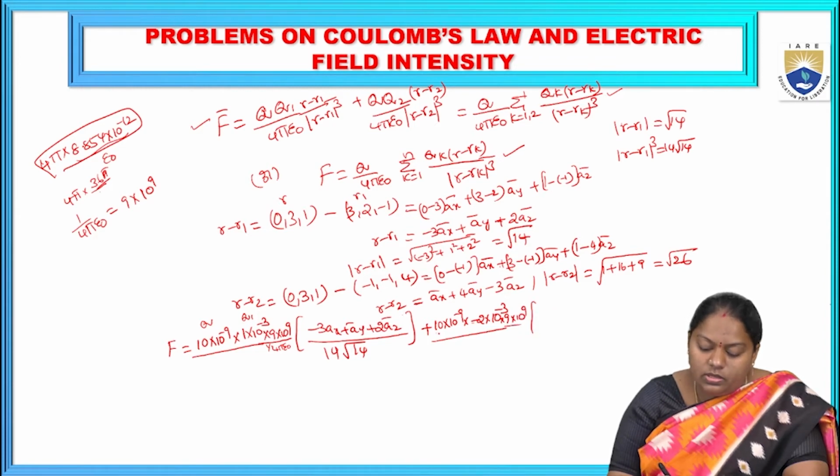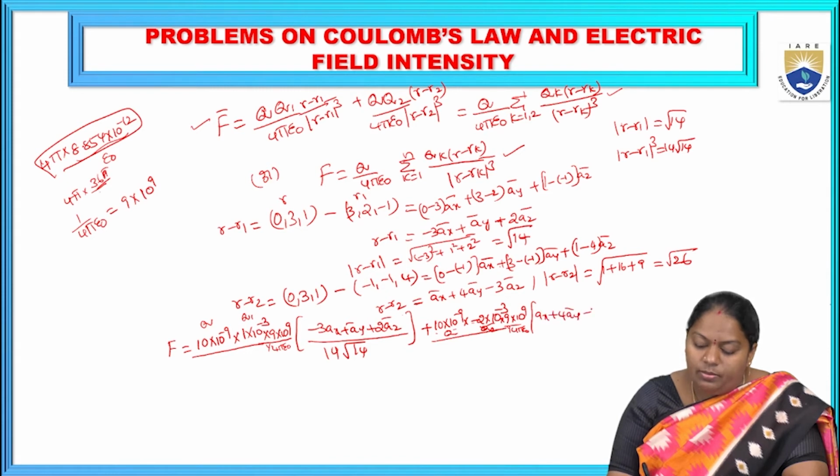So here, what is this one? This is Q, this is Q2, and this is the 1 by 4 pi epsilon naught value. Okay, then into r minus r2. r minus r2 is given as ax plus 4ay minus 3az. Okay, so by, and in the denominator we are going to write modulus of r minus r2 whole cube. The modulus of r minus r2 is root 26. Now if we substitute, r minus r2 whole cube means 26 root 26. Right?